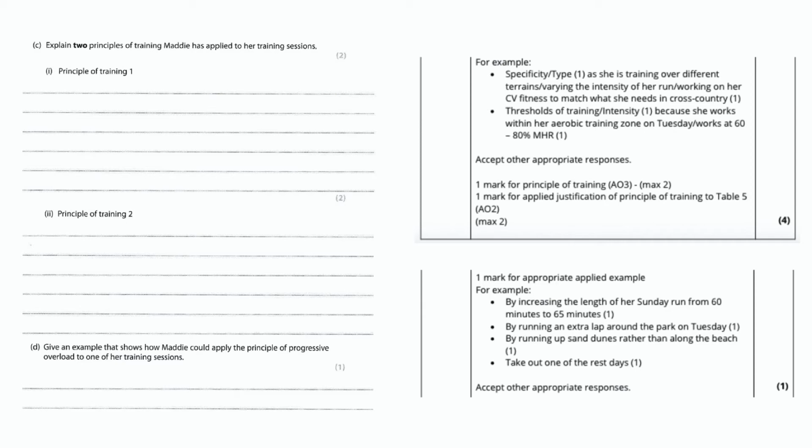So she could have done the run at various intensities. She's done it twice. She could have done it 3 times in the week, and she could have increased the frequency. Or she could have increased the intensity of her work. And the way she could have done that is we've got some information about the intensity of her Tuesday session. It says she ran at 60 to 80% of her maximum heart rate. If she upped the intensity to 70 to 80%, then that's showing that she's using the FITT principle. So any one of those answers is absolutely fine.